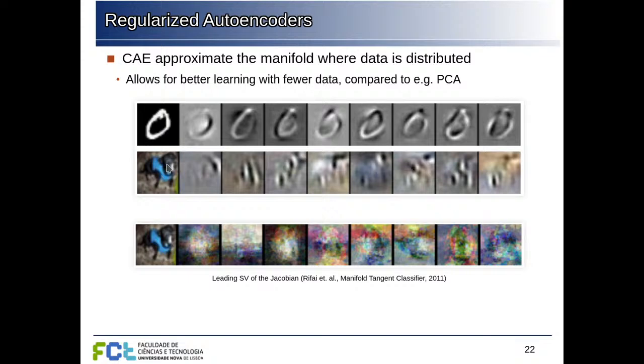You can see that the directions of the tangents to this surface here are showing variations in parts that are meaningful in the image.